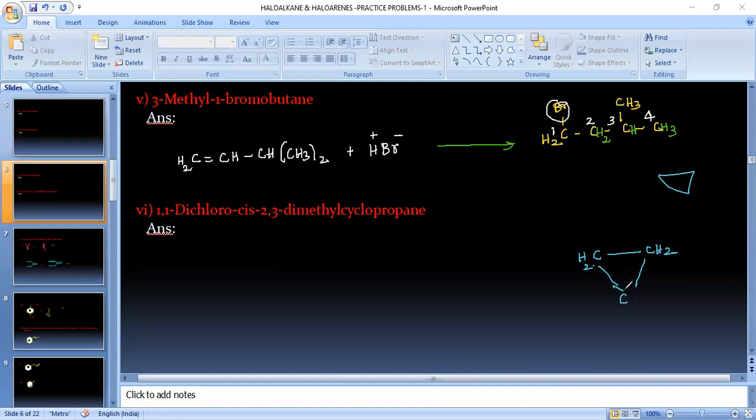Okay, 2 chlorines should be attached over it. That means let this one be the first carbon. Okay, 1,1 dichloro cis 2,3 dimethyl. So that means here we need to remove one more hydrogen, so CH instead of CH2.